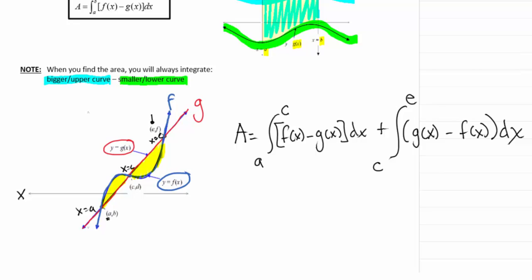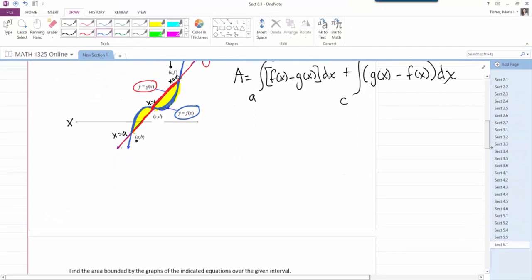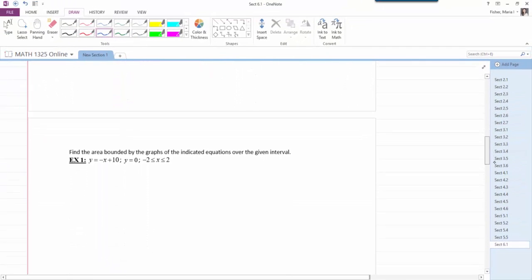The most important thing to understand when you're finding the area between curves is that it's always going to be the upper or the bigger curve minus the lower curve. And to understand that it might not always be the same curve that lies above, so you might sometimes need to find points of intersection to figure out where you have an upper curve and where you have a lower curve. So let's look at some examples where we're finding the area between two curves.